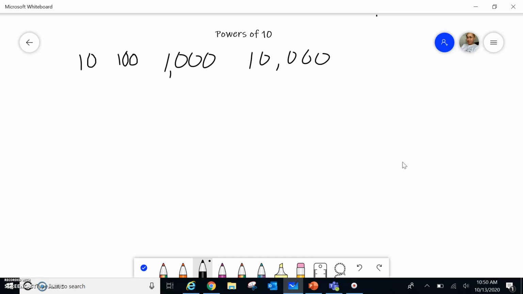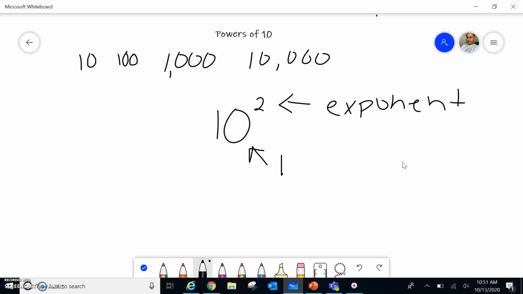Also, when we're looking at our powers of 10, we're also going to be looking at exponents. So, as a reminder, your exponent is this smaller number, and this is telling us how many times we are going to multiply our base. And the base is the larger number. Now, our exponent does not tell us what we're multiplying it by. So this is not saying we're doing 10 times 2. It is saying we're going to multiply 10 2 times, which would be 10 times 10.